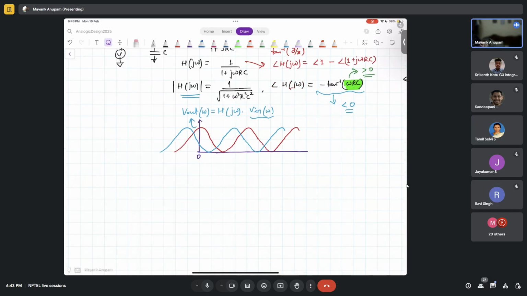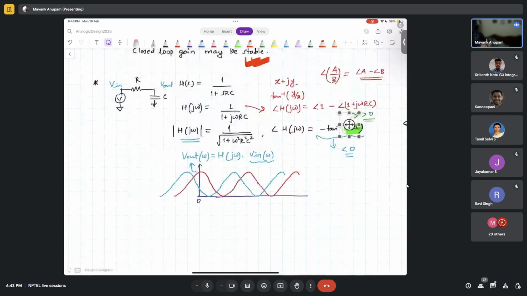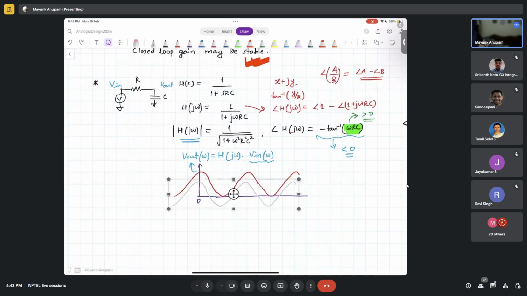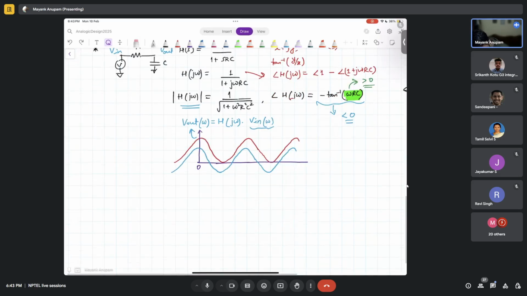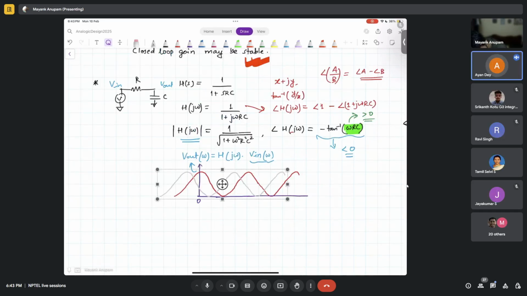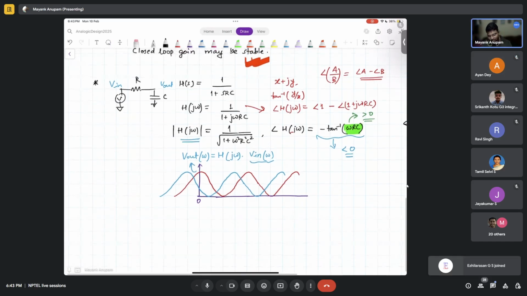So there is a phase delay, right? And that phase delay will only happen when the magnitude of H of j omega is 1, right? Correct. I mean, there will be a magnitude change. I'm not denying that. I'm just saying that right now I'm focusing on the phase. Got it?